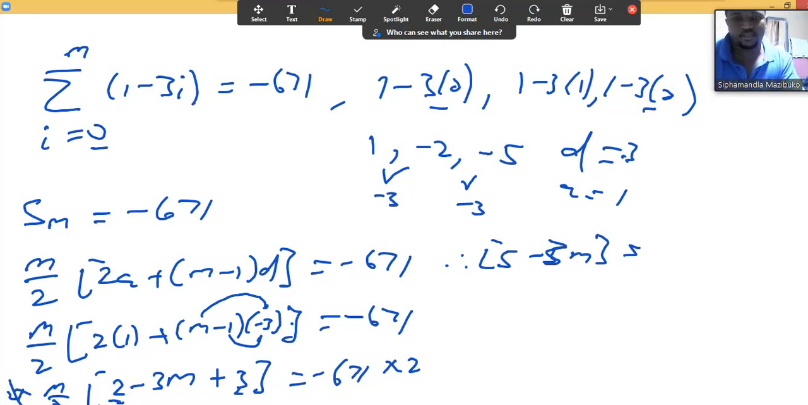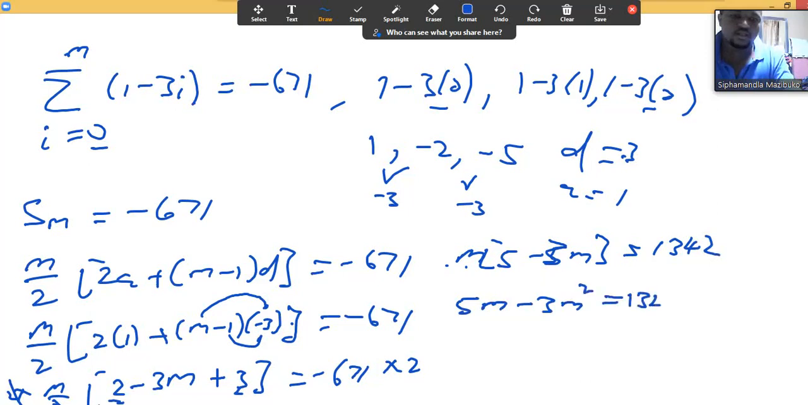So we have 671 times 2. We still have our n here, sorry. So we have now 1342, alright. So we have to multiply out. We're left with 5n minus 3n squared is equal to minus 1342. Okay, so what do we do now?